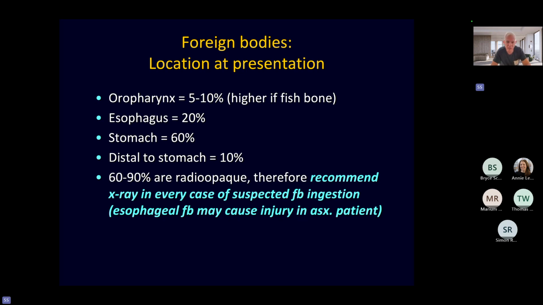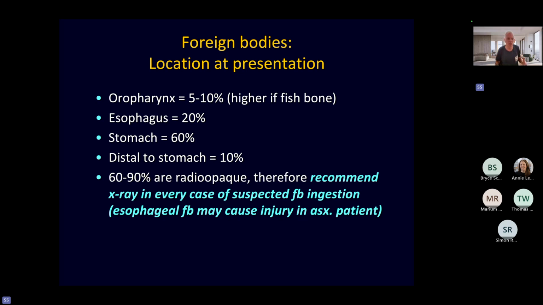In the oropharynx, 5 to 10% of the foreign bodies, higher again if it's a fishbone. Esophagus, 20%, stomach, 60%, and distal to the stomach, 10%. Now, Dr. Levine talked about radiolucent objects, but up to 90% of these objects are going to be radiopaque. And therefore, it's recommended that you get an X-ray in every case of a suspected foreign body ingestion.